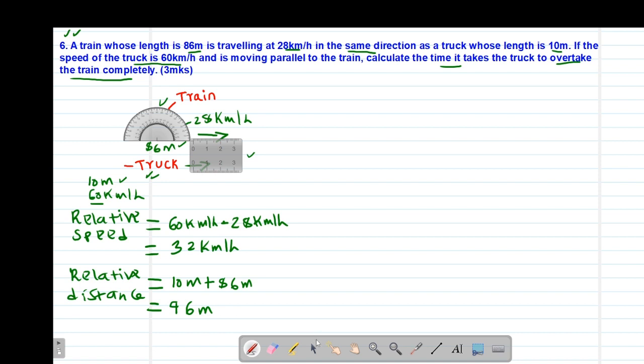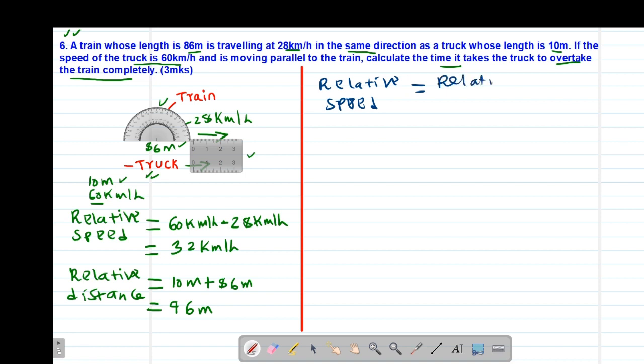So remember, the question wants us to find the time that is involved, or what we are calling the relative time. So we know that speed is equal to distance over time taken. Therefore, the relative speed is given by the relative distance divided by the overtaking time. That is the time that is involved in the process of overtaking.